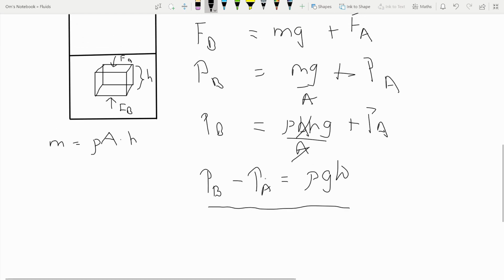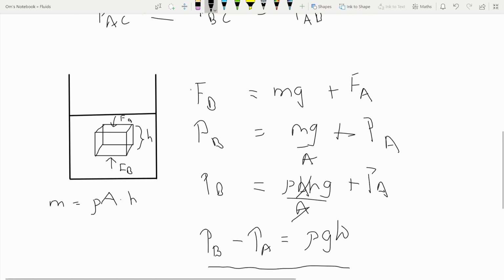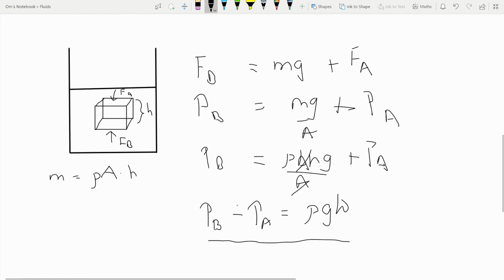And if you'll see, suppose the height difference is zero or negligible in the above case, you'll find that the two pressures are actually equal. And so this can be thought of as an extension to Pascal's law. That is, not only is the pressure at the same height equal, but also the difference in pressure between any two points depends only on the height difference between the two points.